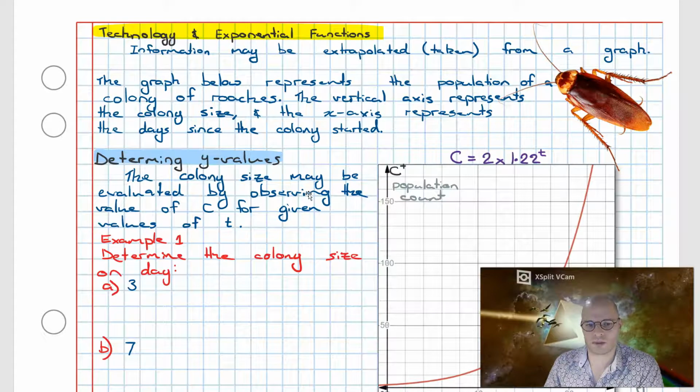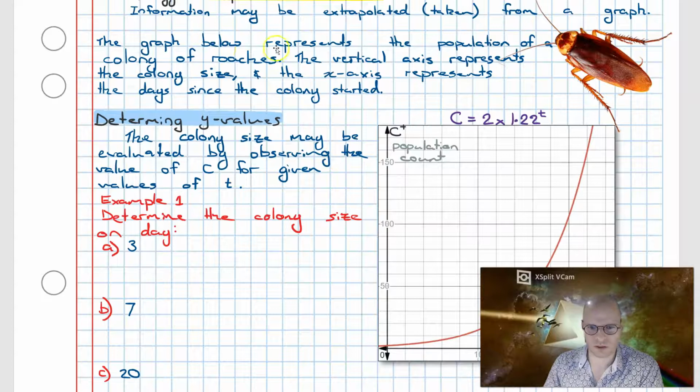Now looking at parts 1 and 2, we're going to be referring to an example involving a colony of roaches. The graph below represents the population of a colony of roaches. The vertical axis represents the colony size, shown over here, and the x-axis represents the days since the colony started, shown over here. So in place of C we have Y, in place of Y we have C, and in place of X we have T.